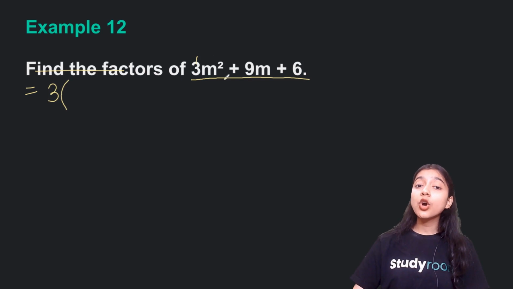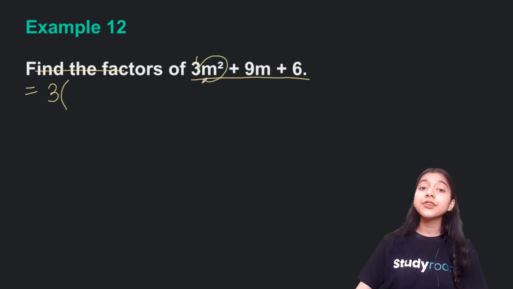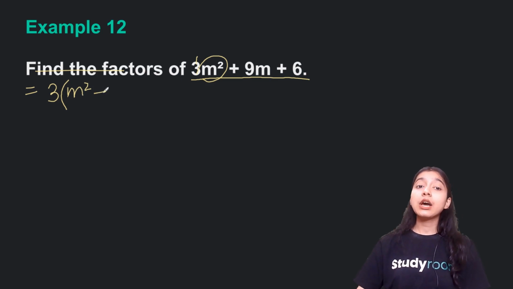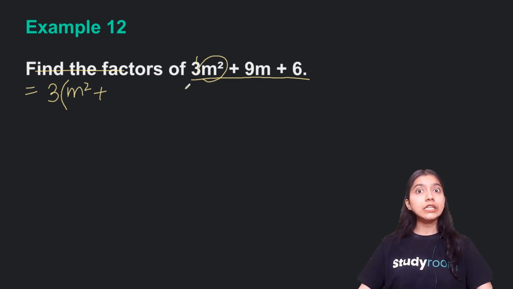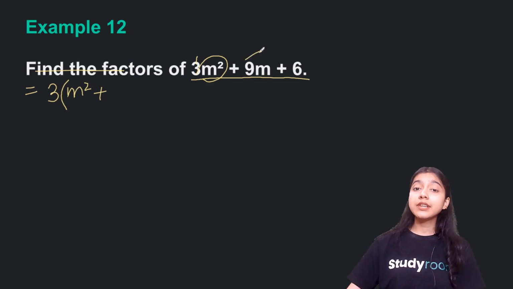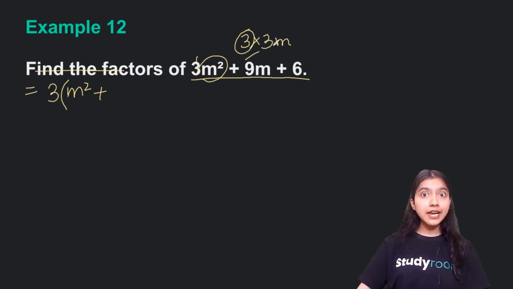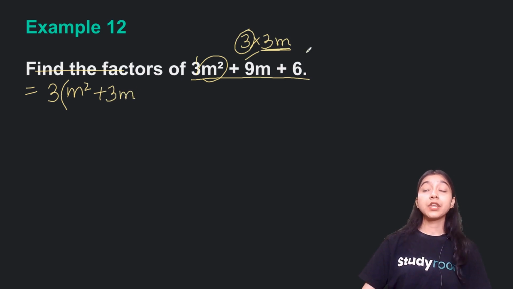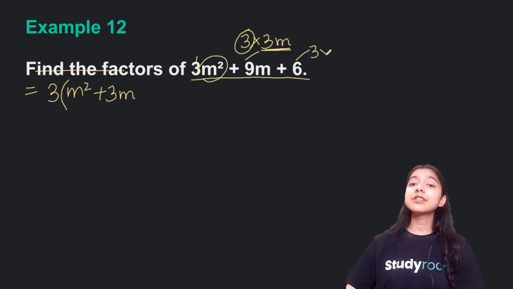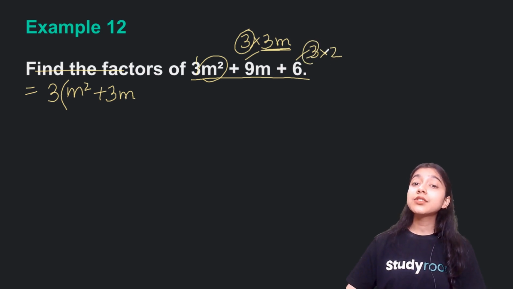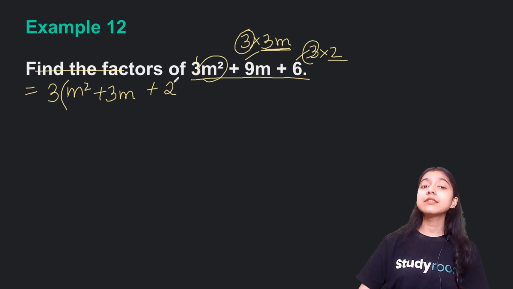terms. When I take 3 common outside from the first term, I'll be left with m square. So m square will be left from the first term. Now I'll add it up to the term that is left in the second term. So when I take 3 outside common, this 9m can be written as 3 multiplied with 3m. I have taken this 3 common outside, so I am left with 3 times m. Now what about 6? 6 can be written as 3 multiplied with 2. I have taken 3 outside as the common factor, I am left with 2. So here what I am left with is 2.